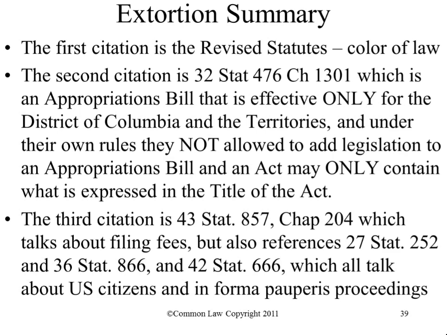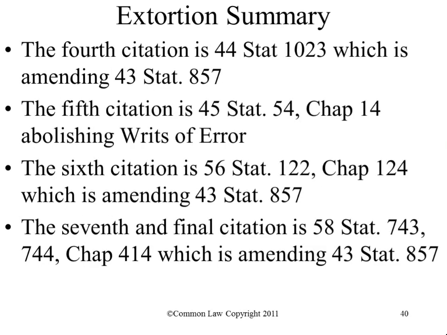for parties, okay, which is U.S. citizens. And then it also references 27 Stat 252, 36 Stat 866, and 42 Stat 666, which all talk about U.S. citizens and informa pauperis proceedings. The fourth citation is 44 Stat 1023, which is amending 43 Stat 857. Fifth citation is 45 Stat 54, which is abolishing writs of error. Sixth citation is 56 Stat 122, which is amending 43 Stat 857. Seventh and final citations 58 Stat 743 and 744, which is amending 43 Stat 857.